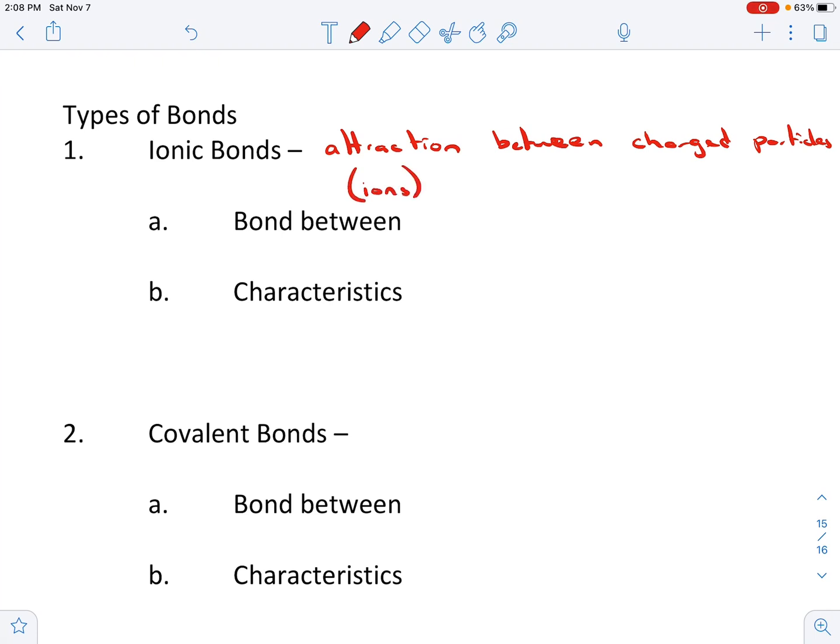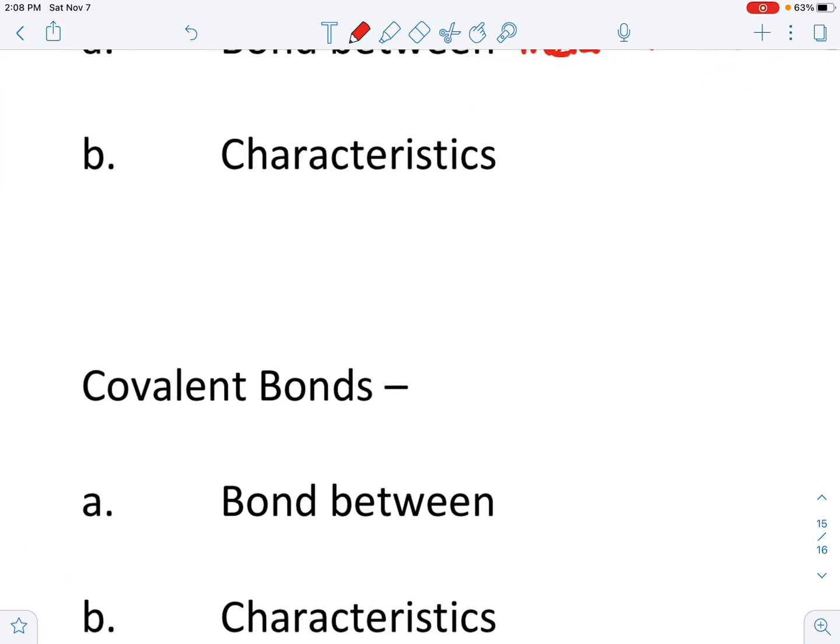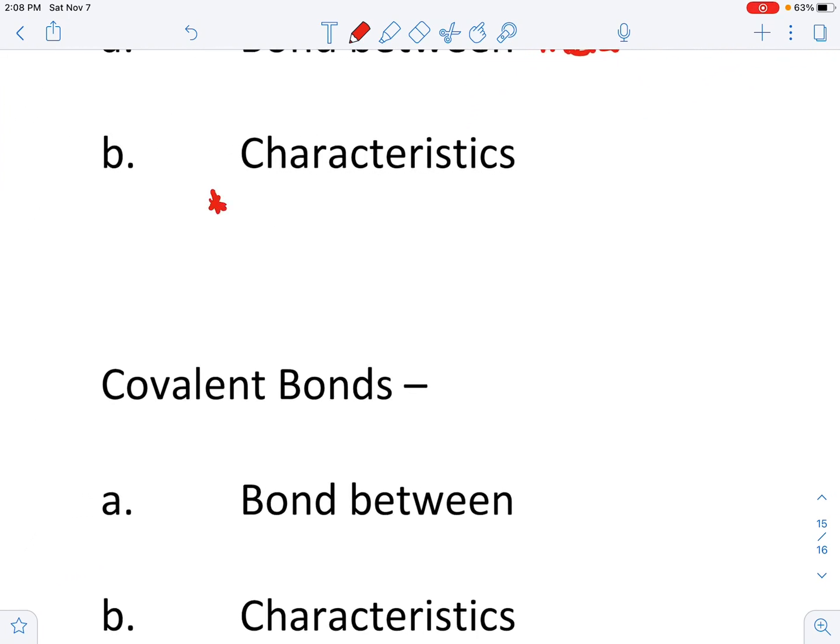This is a bond most often between a metal and a nonmetal, or it could be multiple nonmetals, but either way. Our characteristics here, and we're going to see this in the lab that we do, are a high melting point. What that means is it takes a lot of energy, or the temperature has to be really high, for it to melt. That's because it has really strong bonds. It tends to be solid at room temp, which is, again, those forces of attraction.